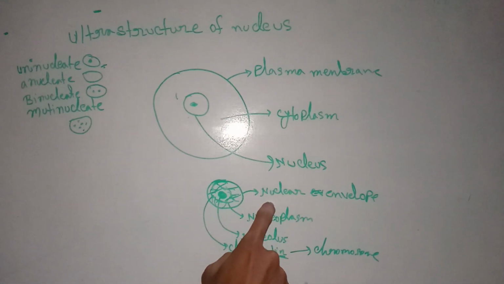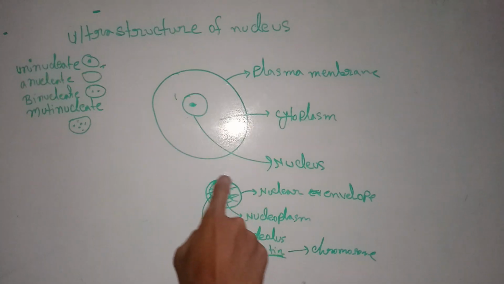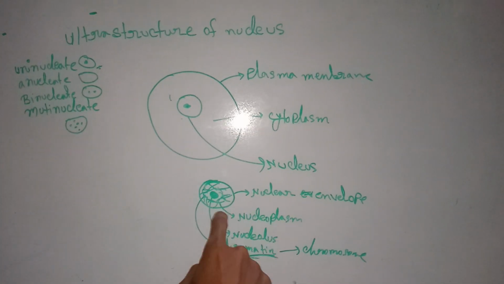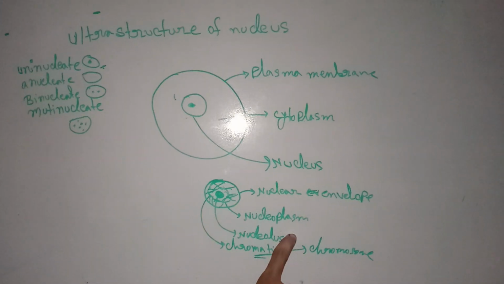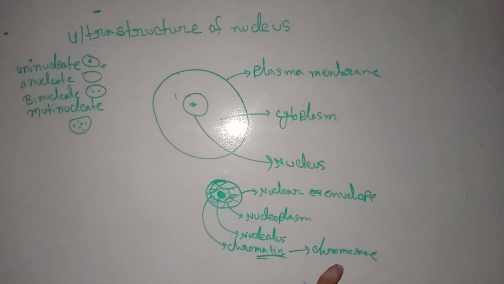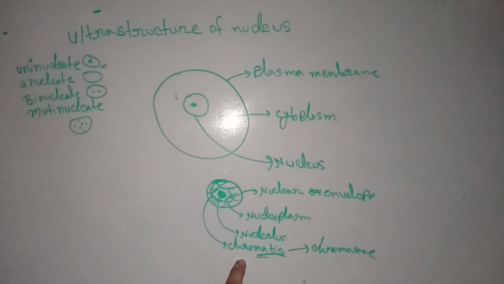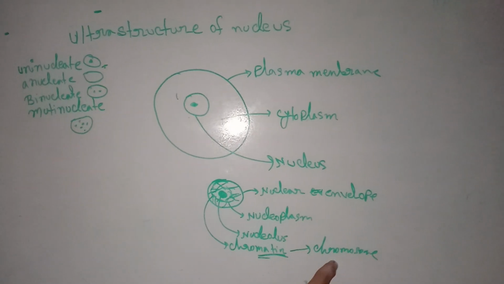First, here you can see the outer membrane, the nuclear envelope is present, then the nucleoplasm, and then the nucleolus and chromatin. When cells are not dividing, they form chromatin, and when cells are dividing, they form chromosomes.